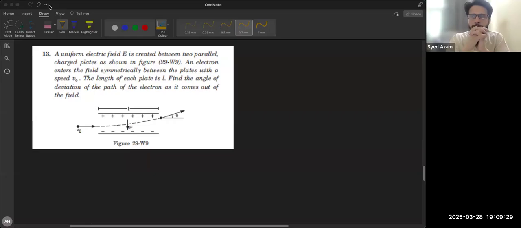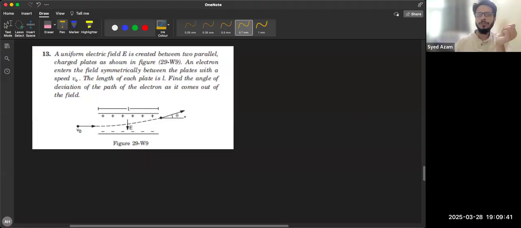You have 3 minutes for this question. After 3 minutes, I'll start solving. So the hint is first calculate the values of velocities. Like first calculate the x component of velocity, then calculate the y component of velocity. Tan theta will be simply Vy by Vx.